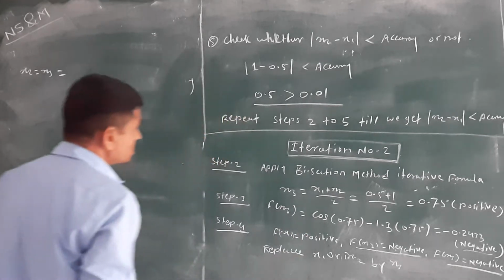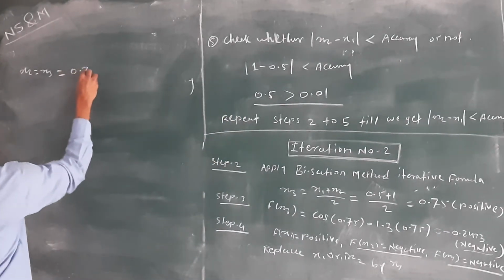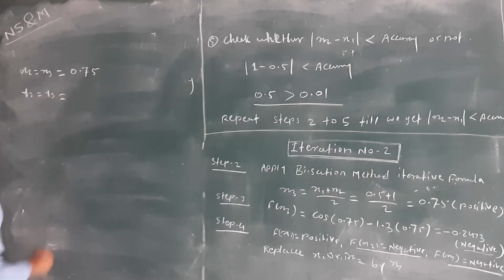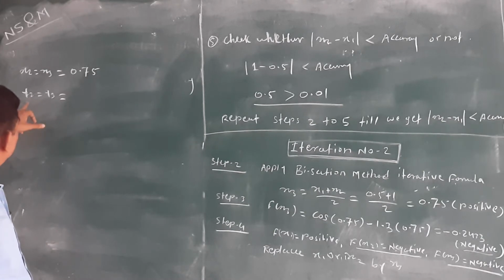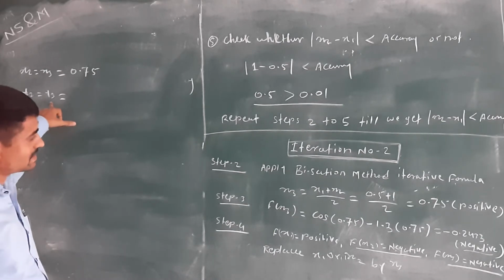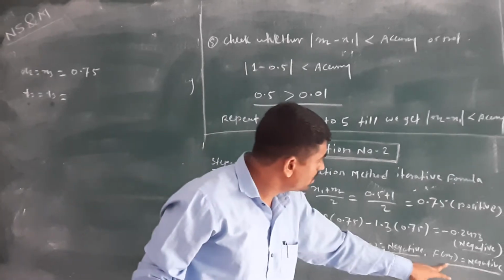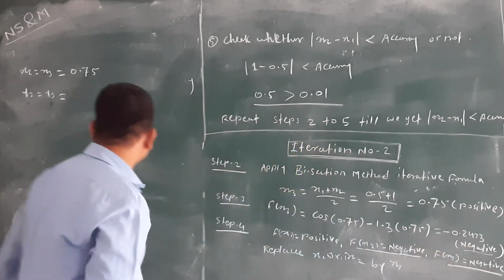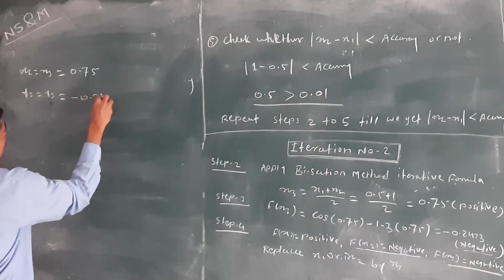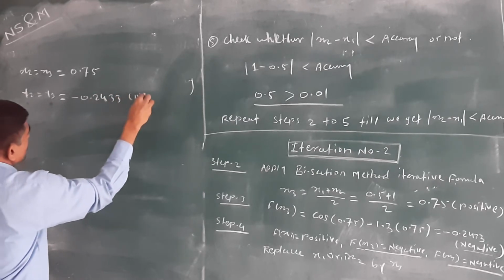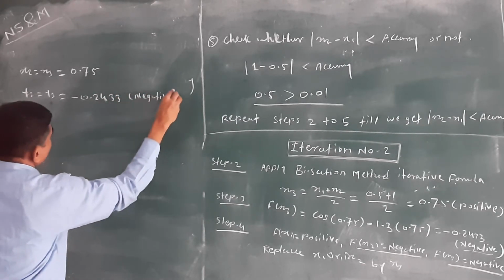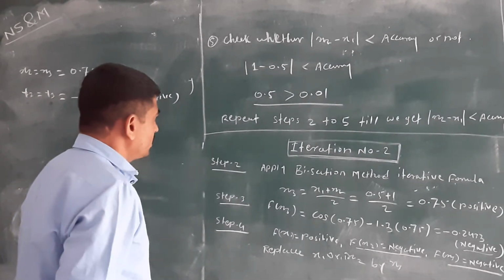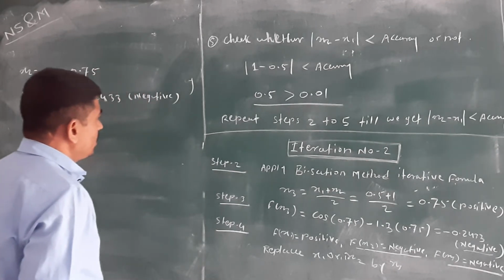We have 0.75, and y2 is equal to y3, which means f of x2 is equal to f of x3, right? What is this value? Minus 0.2433. Minus 0.2433. This is the negative value, and this is one positive value. Once you have found that, after that you will get the new guess.